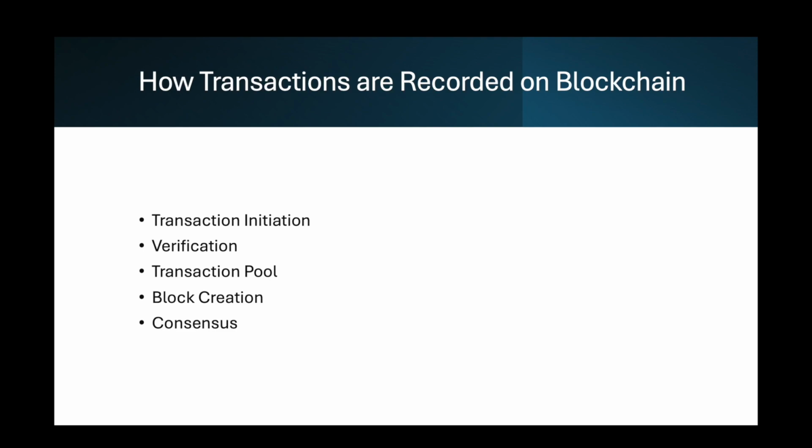Transaction pool: valid transactions await in a pool until they are picked up by a miner to be included in a new block. Block creation: miners assemble transactions into a new block and compete to solve a cryptographic puzzle. Consensus: once a miner solves the puzzle, the new block is broadcast to the network. Other nodes validate the block and add it to their version of the ledger if it's accepted.